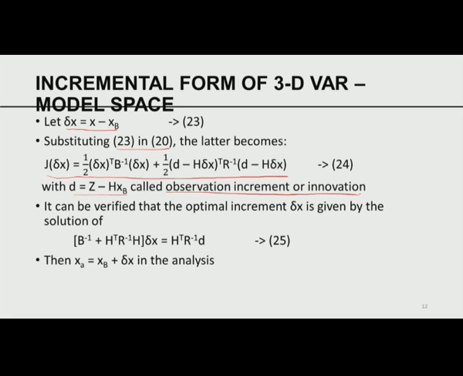So we can work with the incremental variable. It can be verified that the optimal increment delta x is given by the solution of this. In other words, if I minimize this, the minimizer is given by the solution of this. What is the idea now? The analysis is given by the background plus the increment. The increment comes from this analysis. That's another way of looking at it.